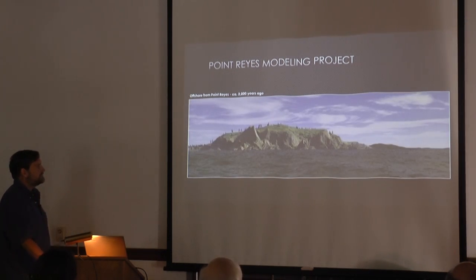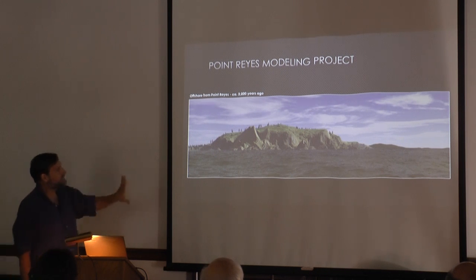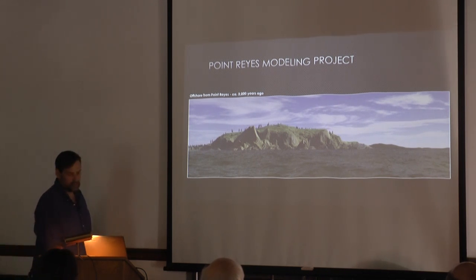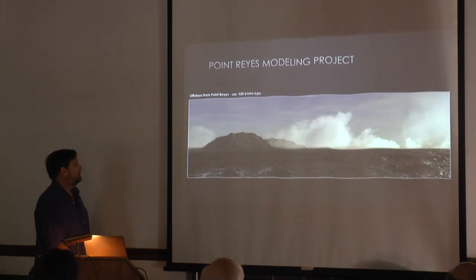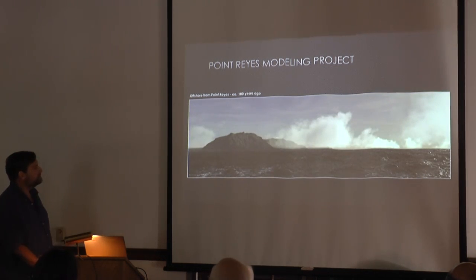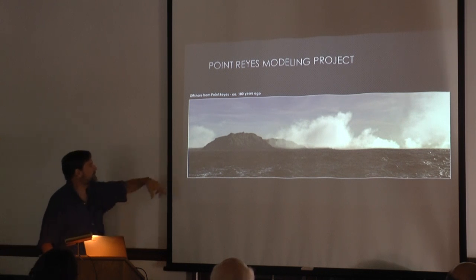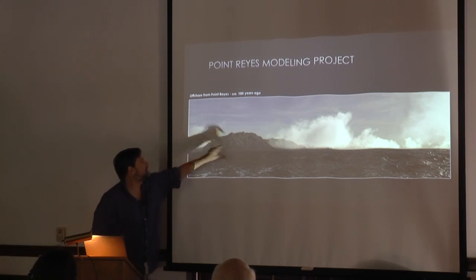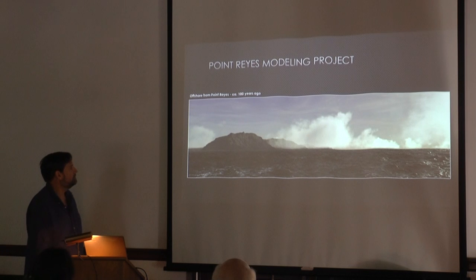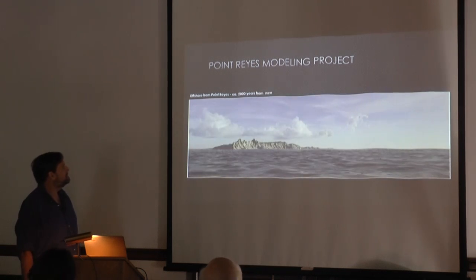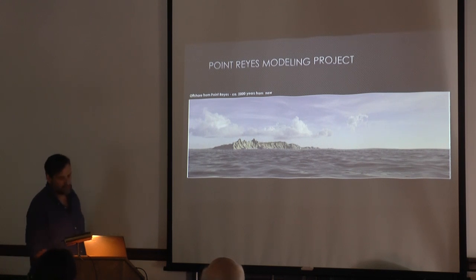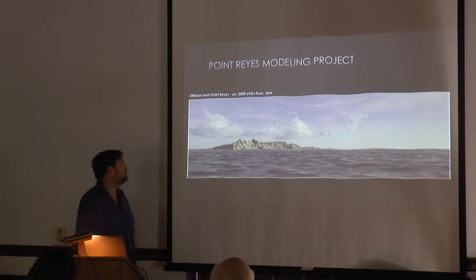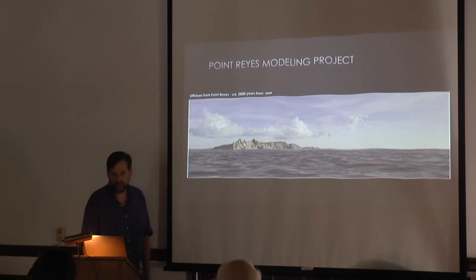By 3,000 years ago, the shoreline has moved back quite a bit, and you start getting these larger cliff faces that we see at Point Reyes now. Here's what that same view looks like today, or about 100 years ago, because the lighthouse is right here. And this is about 2,000 years from now. So that would be a little island in that archipelago. So that's just the very remnants of that big formation that we know as Point Reyes.